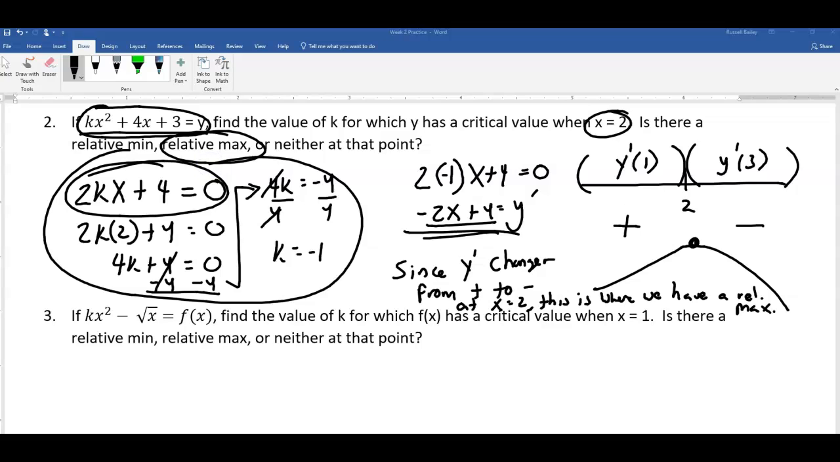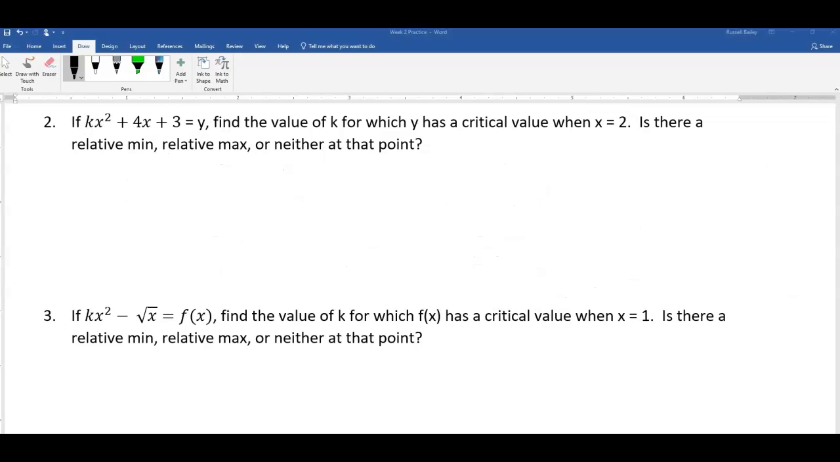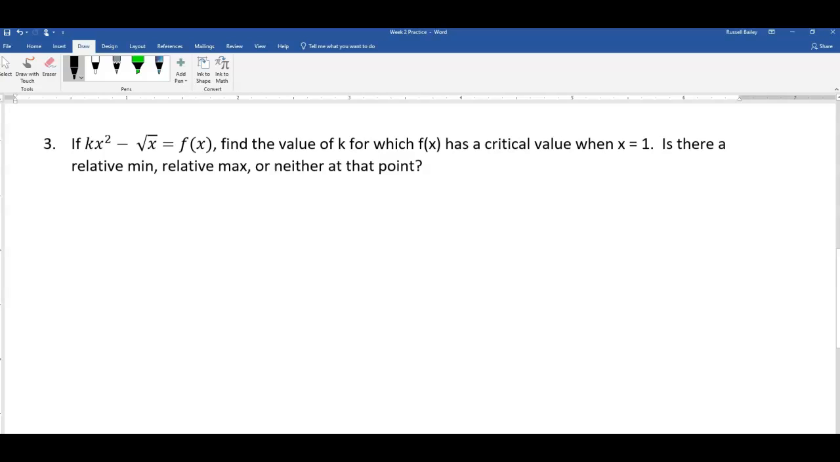All of this stuff over here is for finding the k value. Take the derivative, plug in the x they give you, and solve for k. After that, plug your k into your derivative formula so you can get your normal derivative without the k in it. From there, you're up for your number line test. Go ahead and take a look at number 3.